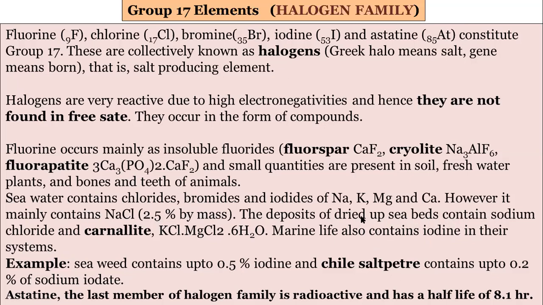Dried seabeds means seawater. When it is dried, it contains sodium chloride. Also the carnallite. Remember this name, carnallite. This is also included in the chapter coordination compound. So carnallite is the double salt which is made up of the salt KCl and the salt MgCl2. This is magnesium chloride and potassium chloride. These combinedly form a double salt, and the name is carnallite.